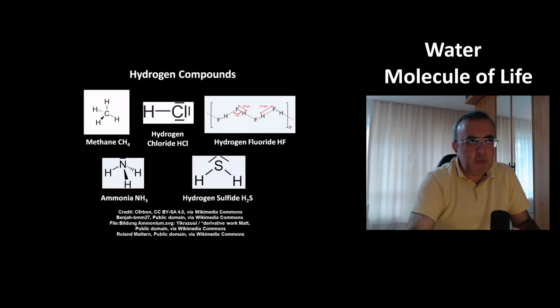These are other hydrogen compounds other than water, and you will see that these molecules have some problems with this intermolecular hydrogen bond. For example, methane doesn't have a free electron pair, so it can't make an intermolecular hydrogen bond. And you've got hydrogen chloride and hydrogen fluoride.